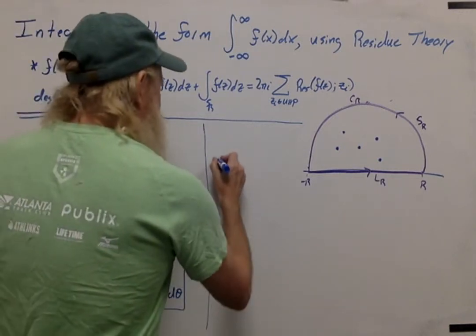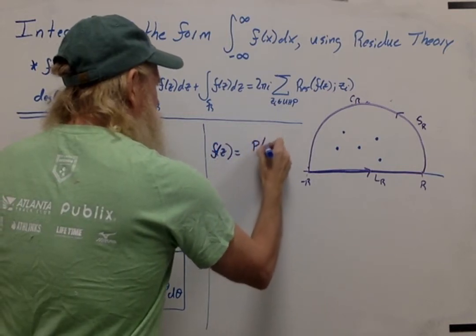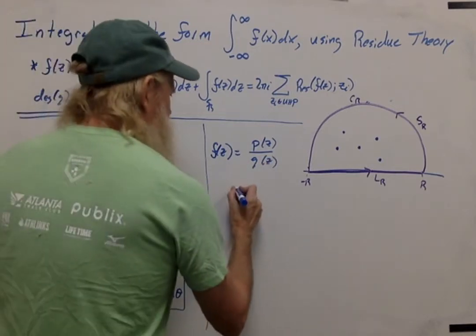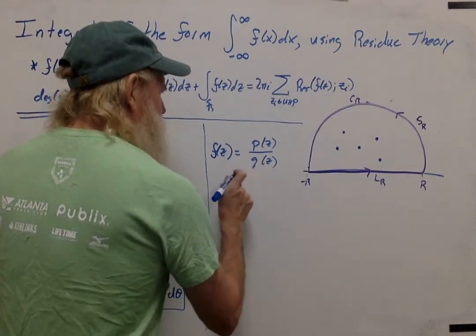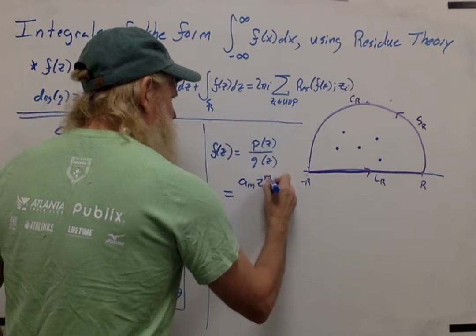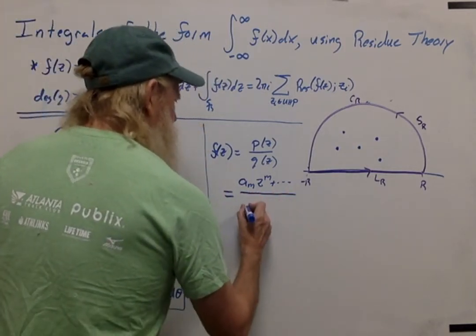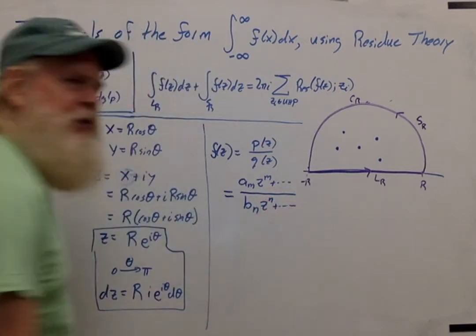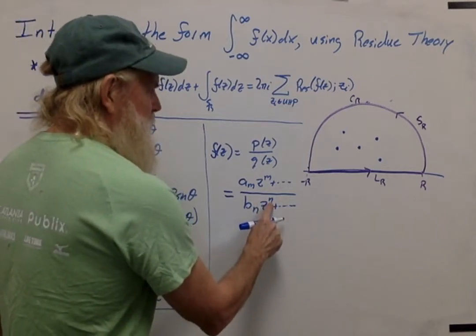Now remember, f of z is equal to the quotient of two polynomials, p of z over q of z. So just writing down the first term or so of each, P is going to be of the form a sub m z to the m plus some lower order terms. And Q is going to be of the form b sub n z to the n plus some lower order terms. And remember, we're assuming that n is at least 2 more than m.